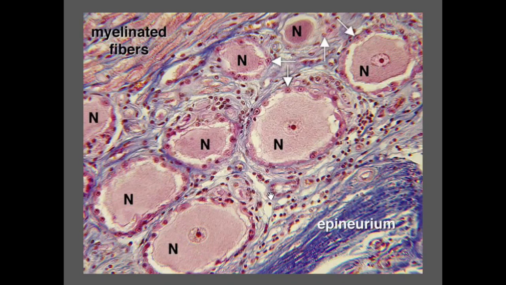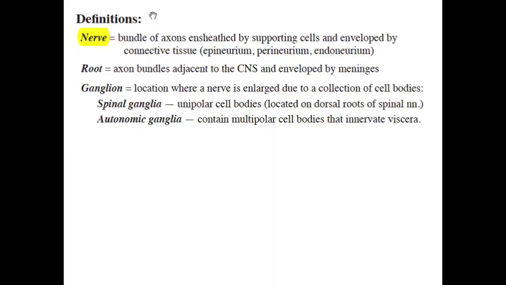The enlargement in the peripheral nervous system is called a ganglion. Components of the peripheral nervous system are either a nerve, a root, or a ganglion, and there are two types of ganglion. A nerve, which is what is typically dissected in the peripheral nervous system, consists of hundreds or thousands of axons, all enclosed by glial supporting cells and surrounded by connective tissue, which is called epineurium, perineurium, and endoneurium.